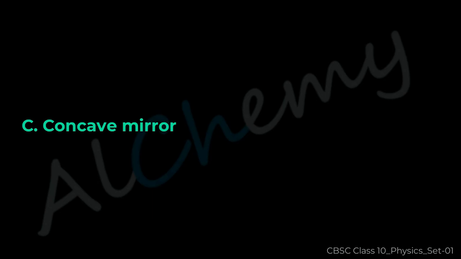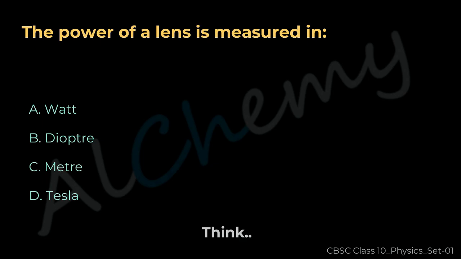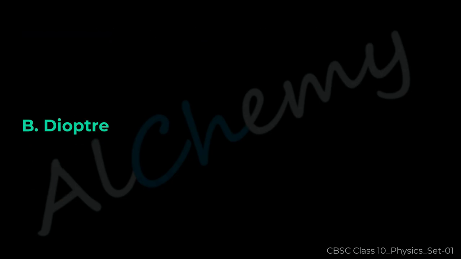Concave mirror. Question 22. The power of a lens is measured in A. Watt, B. Diopter, C. Meter, D. Tesla. The correct answer is B.